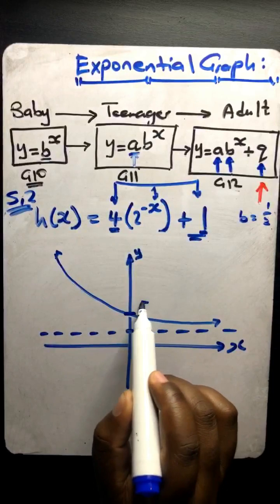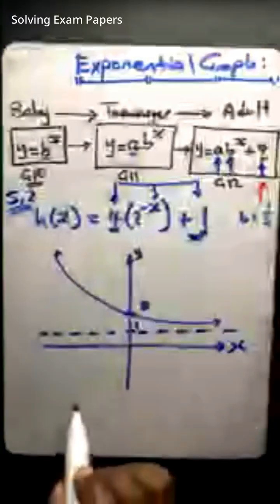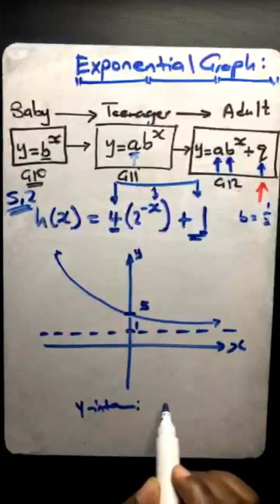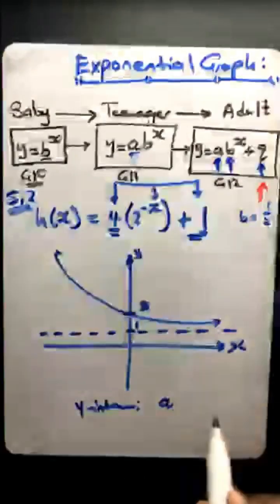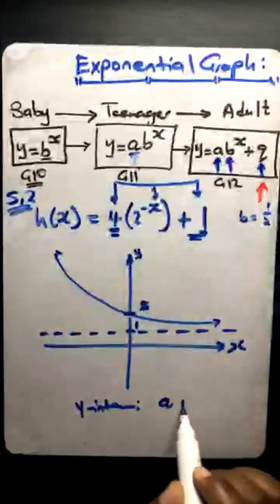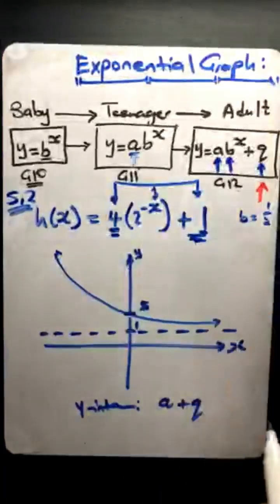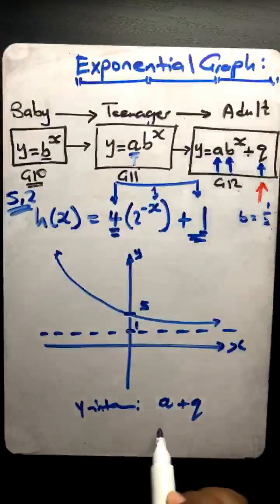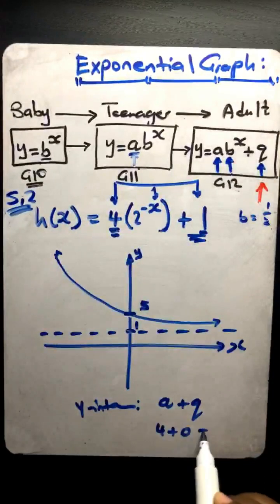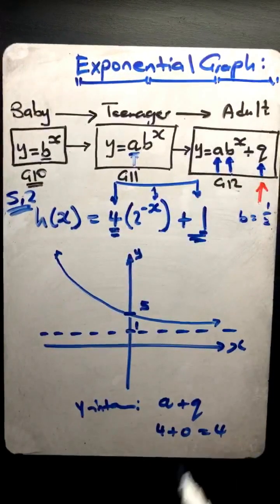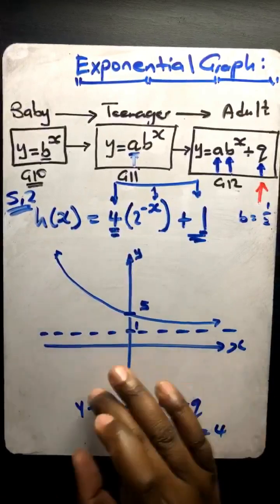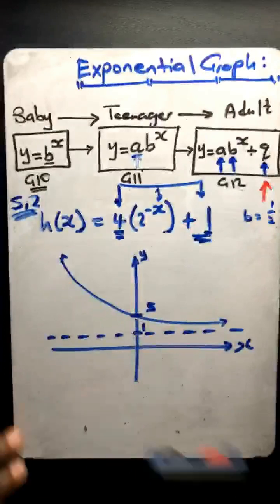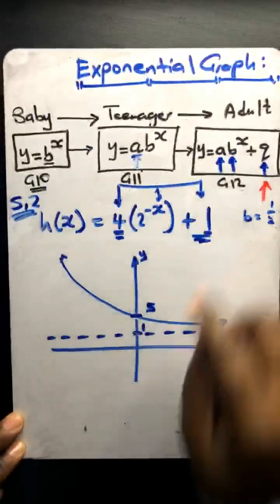So it's more like the y-intercept is actually that a value plus that q value. So if the q value was 0 there, it would be 4 plus 0, which is equal to 4. But in terms of this, you don't need to worry that much. I just wanted to explain that the q value means a vertical shift upwards.